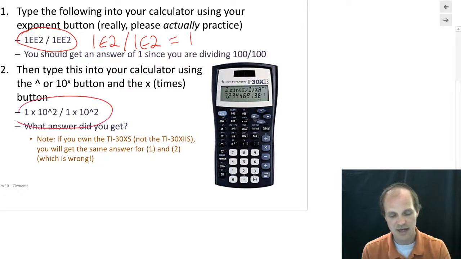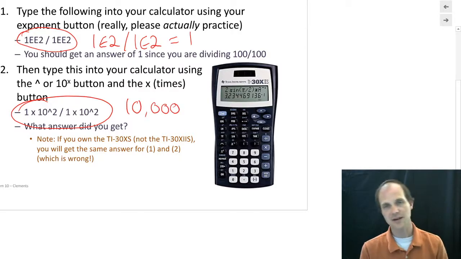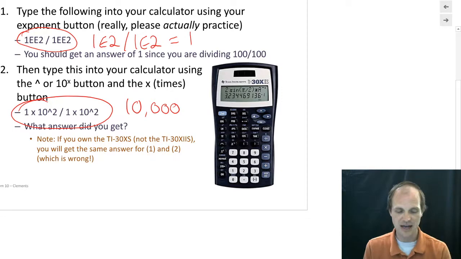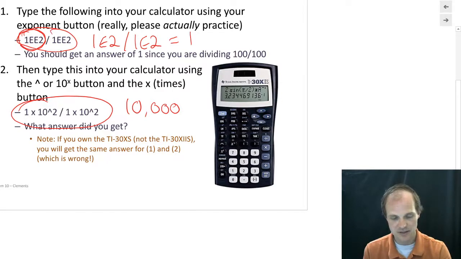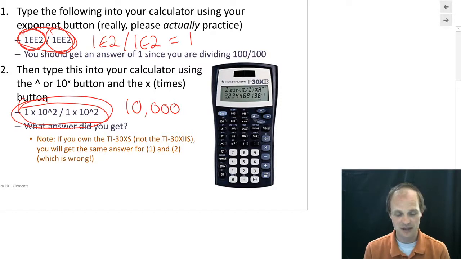But if you use the times key and you put that into your calculator, what you're going to get is an answer of 10,000. Now, why do you get an answer of 10,000 when you put it in using the times key and the power key, but an answer of 1 when you put it in using the built-in scientific notation? Because when you use the built-in scientific notation, your calculator does the order of operations correctly. It prioritizes the scientific notation and treats 1E2 as a number. But when you use multiplying and dividing, it does order of operations in the order you did it.